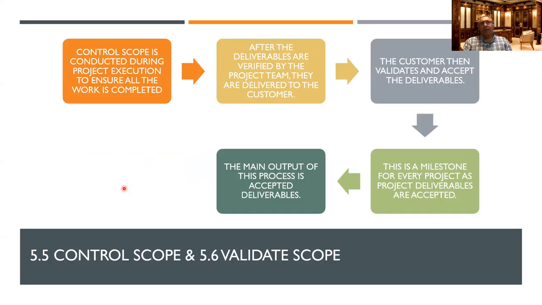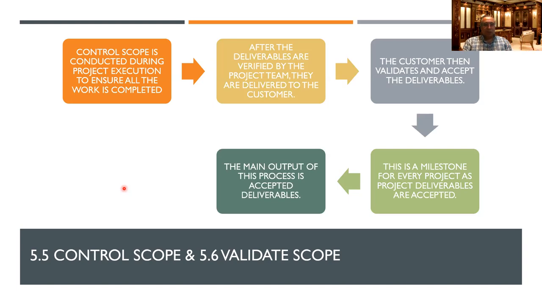And we said that mainly you do this during control scope and validate scope. Control scope is done internally by the team. You as the project manager and the project team will be checking and making sure all the work is complete. Don't forget, for example, I gave you an example in the home. If you forget to do insulation in one place, it affects the whole house. There will be leaking water, leaking hot air somewhere. There'll be cold air coming in, moisture coming in, mold issues. So that is to ensure that all the work is done properly.